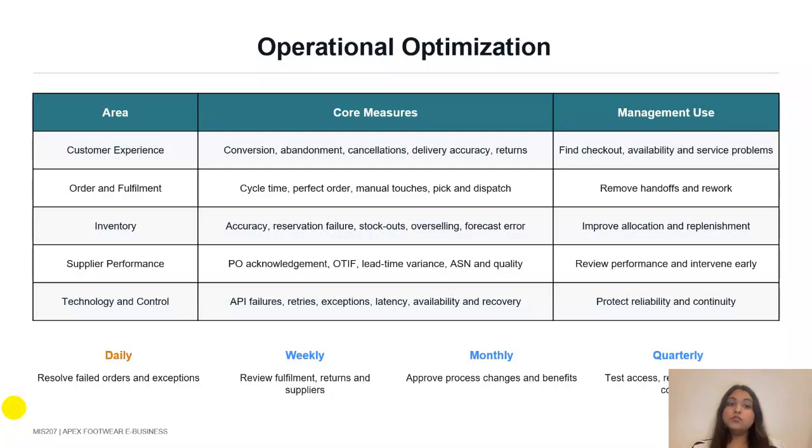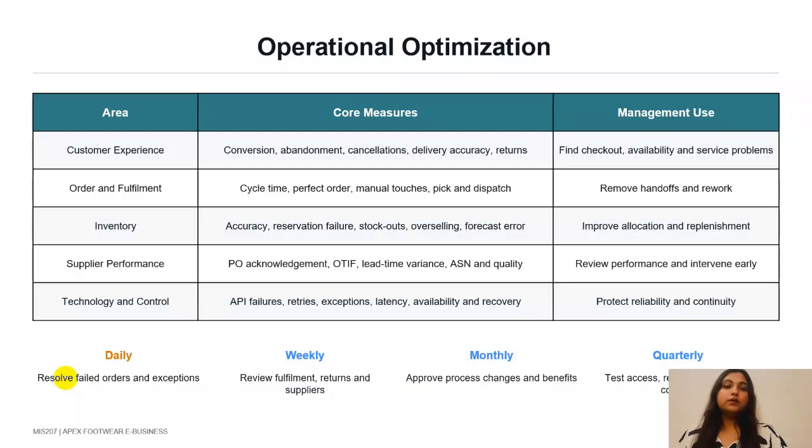These measures also create a management rhythm. Daily, teams resolve operational exceptions. Weekly, managers review fulfillment and supplier issues. Monthly, they review trends and approve process changes. Quarterly, they test access, recovery, and critical controls. So, optimization is a management routine, not a part-time IT project.